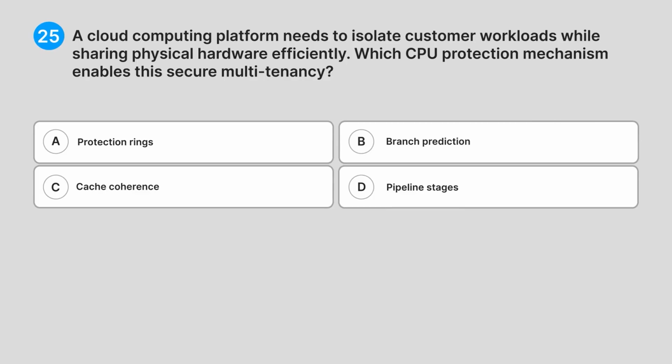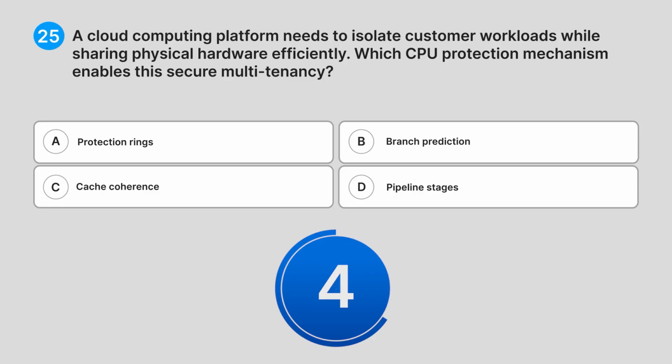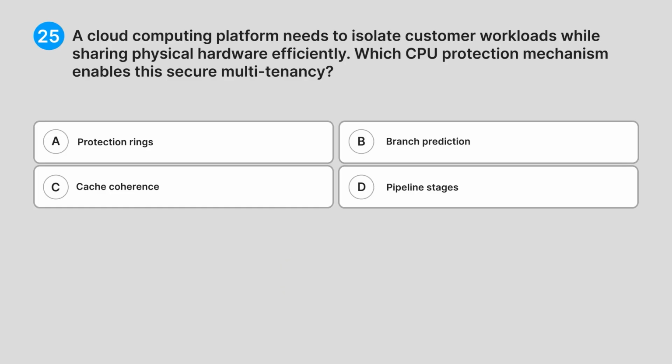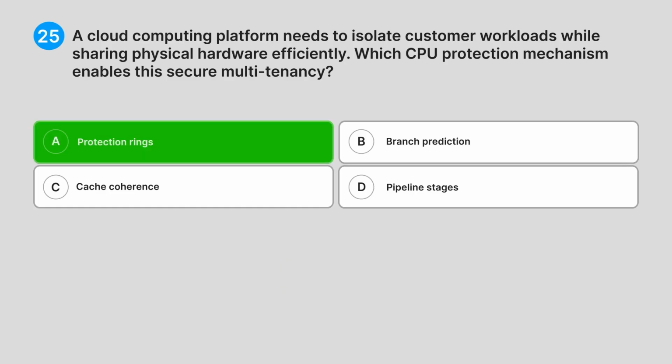25. A cloud computing platform needs to isolate customer workloads while sharing physical hardware efficiently. Which CPU protection mechanism enables this secure multi-tenancy? A. Protection rings. B. Branch prediction. C. Cache coherence. D. Pipeline stages. Can you guess the answer? Correct answer, A. Protection rings.